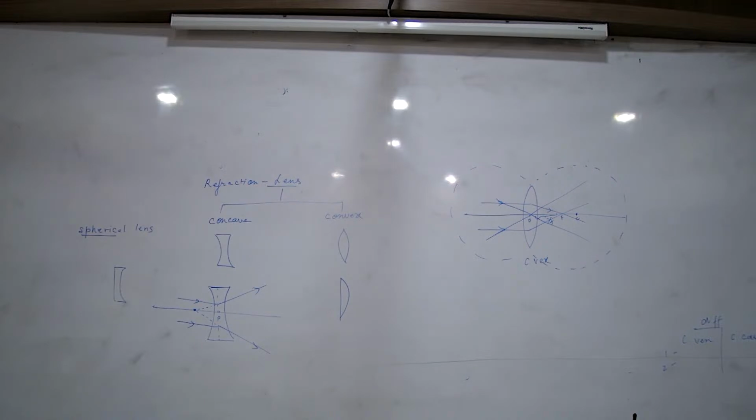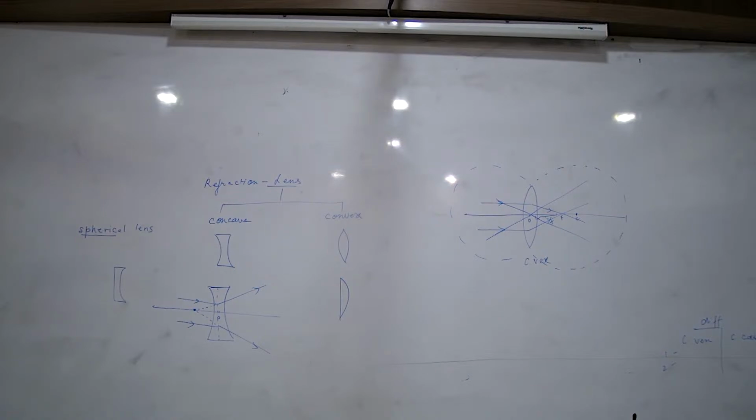They are represented by F1 and F2. The distance of the principal focus from the optical center of the lens is called its focal length. Underline: what is focal length? The distance of the principal focus from O. What is O? Optical center. It is called the focal length. What alphabet will you use for focal length? Small f. Correct. The letter f is used to represent the focal length.